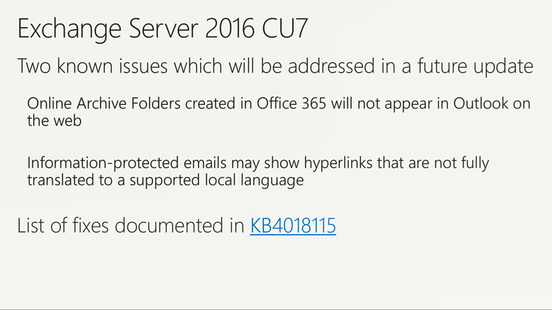The other one is we've got information protected emails, and I'm going to demo some new functionality that we have on that later on. But when we add hyperlinks to them, we're not translating those hyperlinks into the same language that the rest of the message is being translated to. So that's another noteworthy fix that we're working on there as well. The complete list of fixes is documented in this KB, so I would go over that list and make sure that everything in there is to your liking before you apply it. And of course, test the CUs if you can before you put them into production.